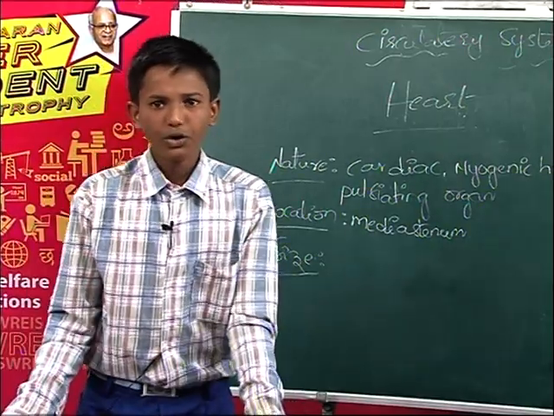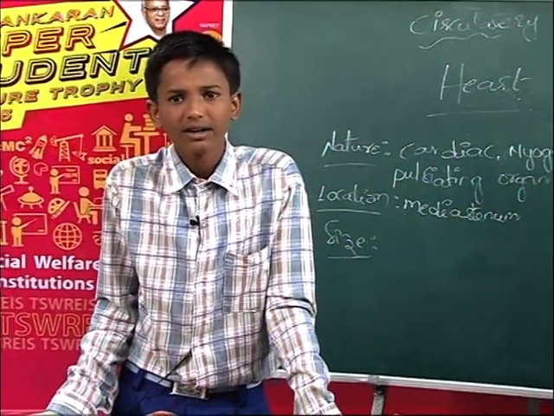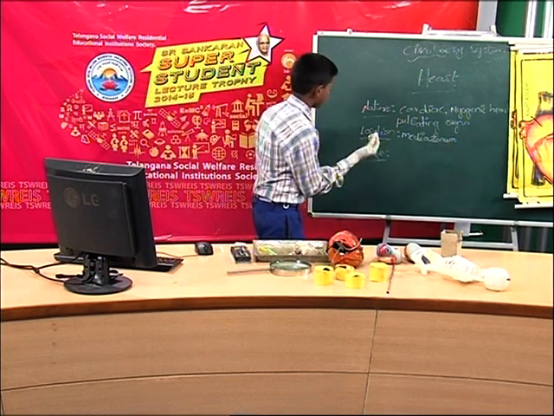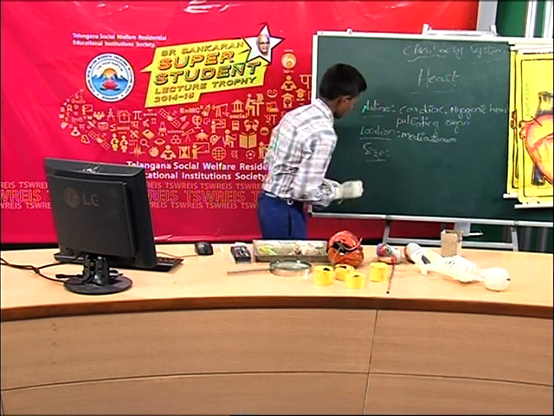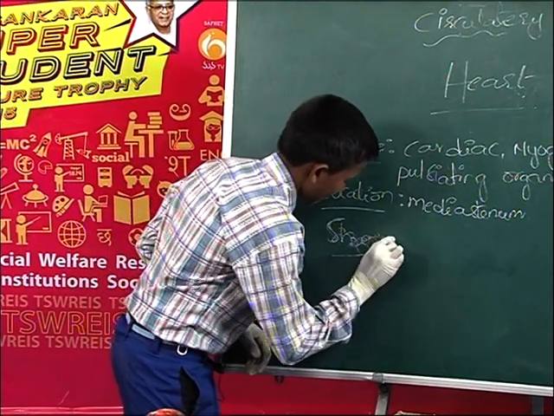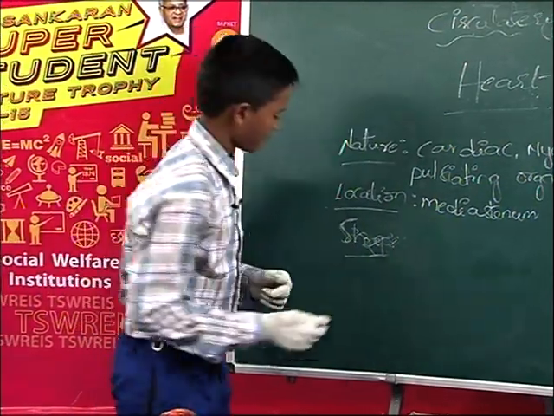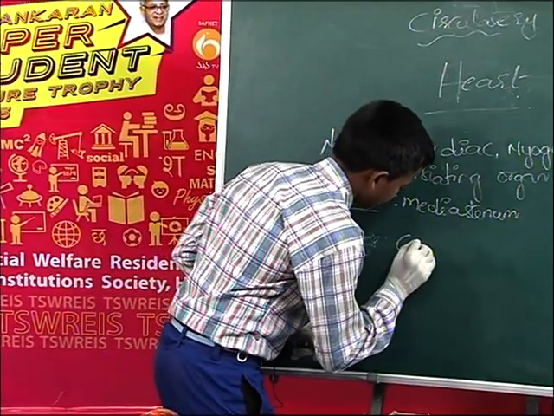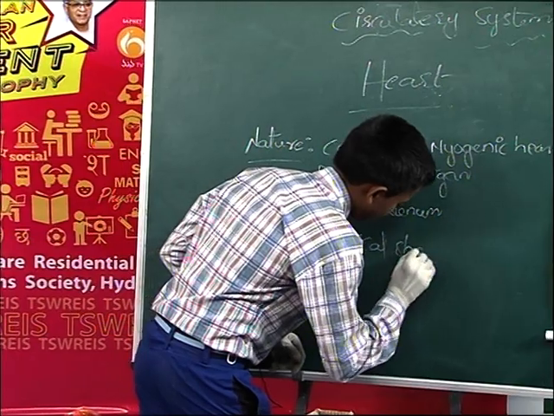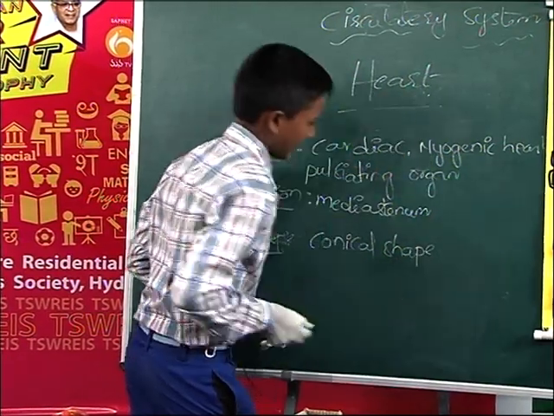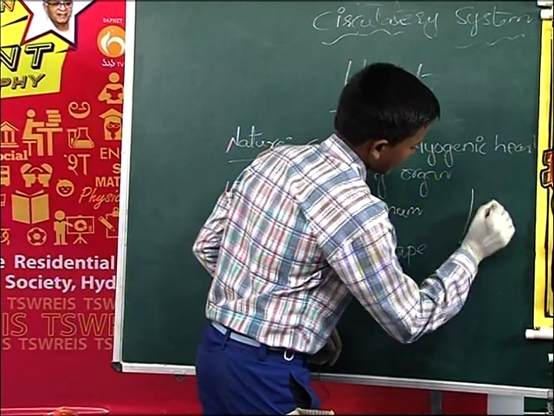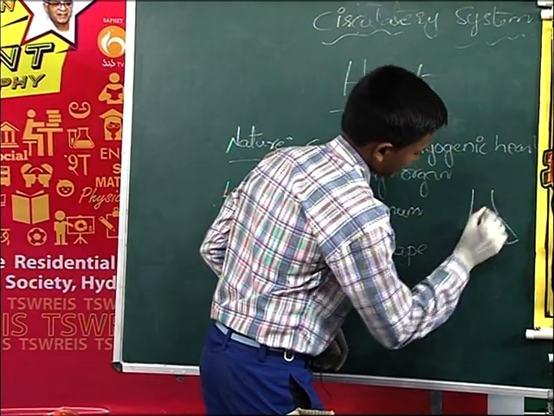Do you know the size of the heart? Yes. The shape of the heart is in the conical shape. Conical shape. For example, this is the conical flask.